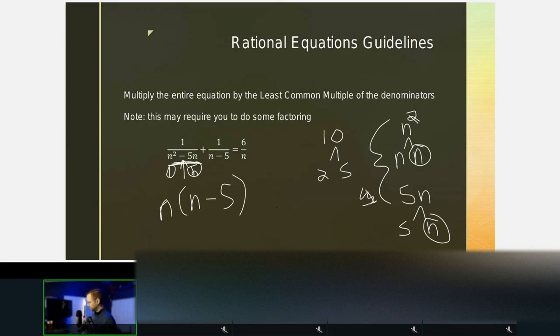Now, the reverse of factoring is distribution. So we can check our work by quickly asking, is n times n squared? It is. Is n times -5 equal to -5n? Well, it is. So we know we factored it right. Does that help answer the question? How do we know it's not factored?